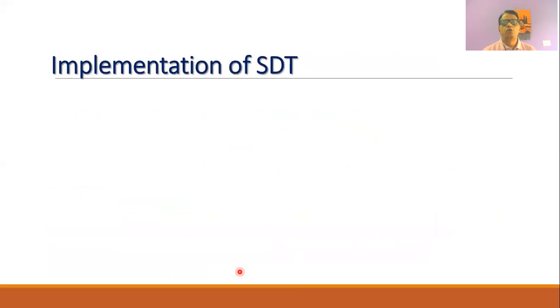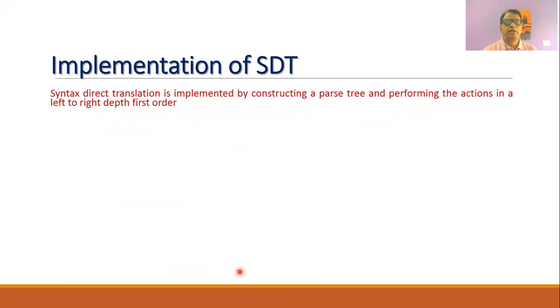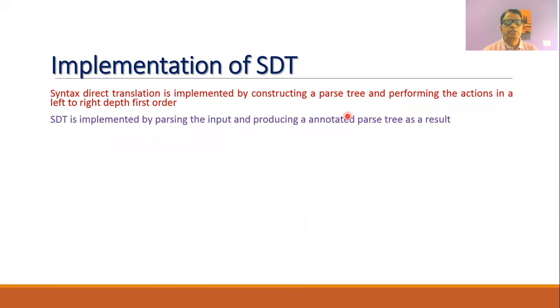Now let us see how it can be implemented. The syntax directed translation, or SDT, can be implemented by constructing the parse tree and then performing a left to right depth first order traversal. The SDT can be implemented by parsing the input and producing the annotated parse tree as a result.